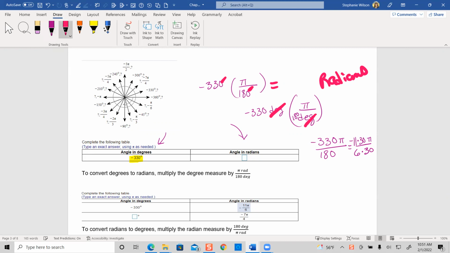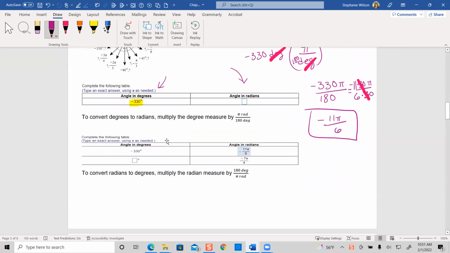So when I reduce, now I see that my 30s reduce, and I'm left with a negative 11 pi over 6, and that's my radians. Okay, so now that I got my answer, what if we have it in radians and I want to know what it is in degrees?